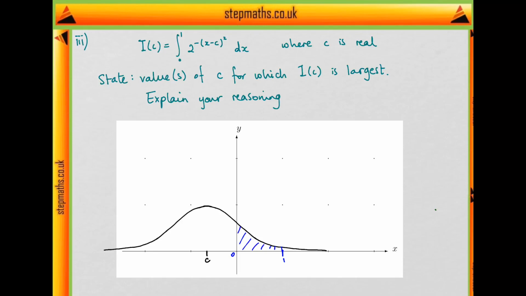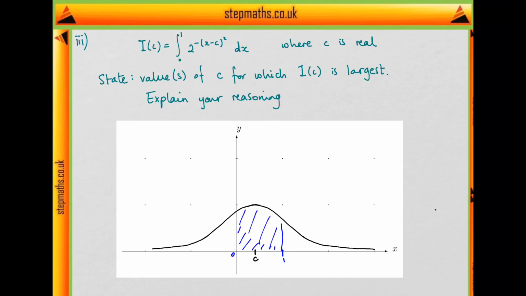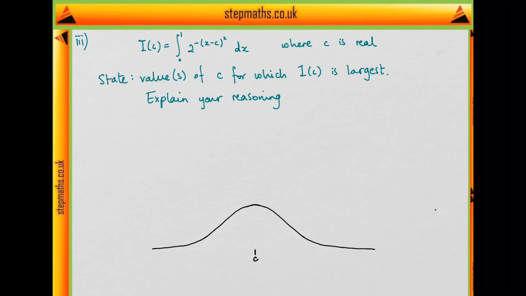So what they're asking for is, where do I move this graph? Where do I translate it so that between 0 and 1, the area under the curve is going to be largest? Well, if we just think about the shape of this curve for a second and ignore the axes, we can see that we're going to get the greatest area if we take the area around this middle bit, because this is where the curve is highest.